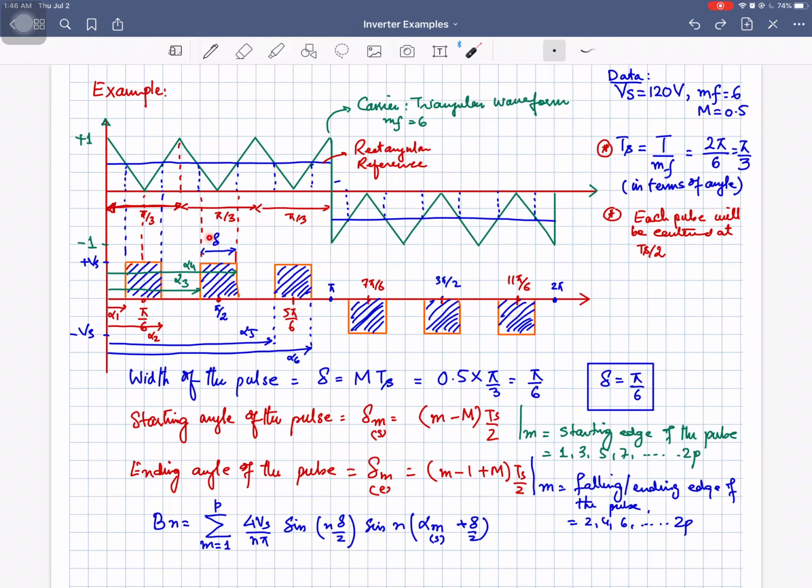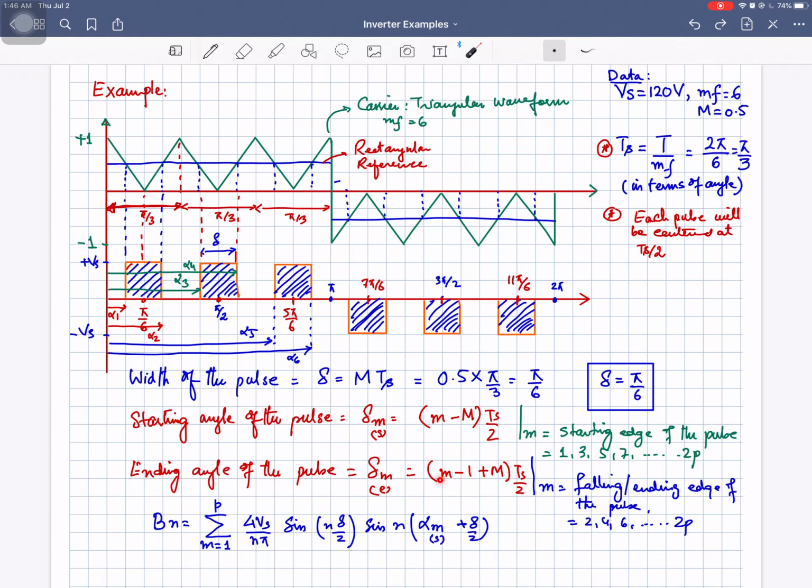So it means this pulse width is pi by 6, or in terms of degrees, it is 30 degrees. We have already discussed in the previous video that we can calculate the starting angle of the pulse with the help of this expression, where m is equal to 1, 3, 5 or 7, that is an odd number, and that should be less than 2p, where p is the number of pulses in a half cycle. Okay, and the ending angle of the pulse is calculated with the help of this expression, where m is equal to 2, 4, 6.